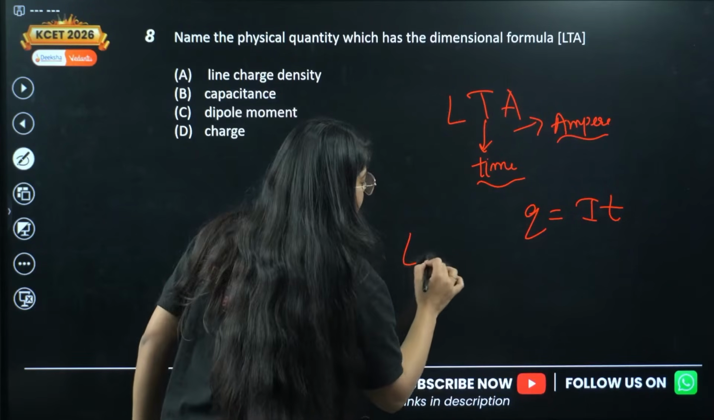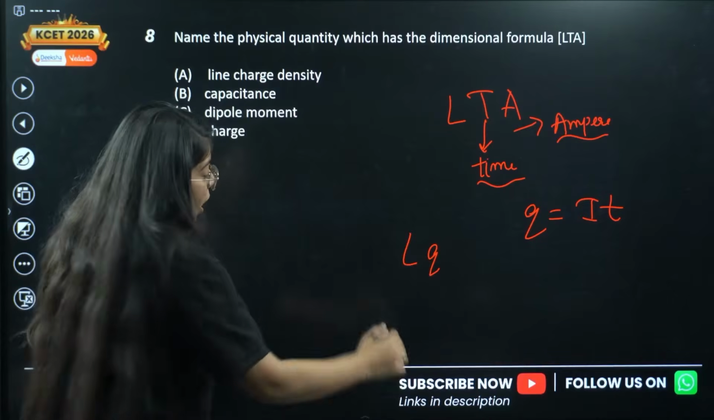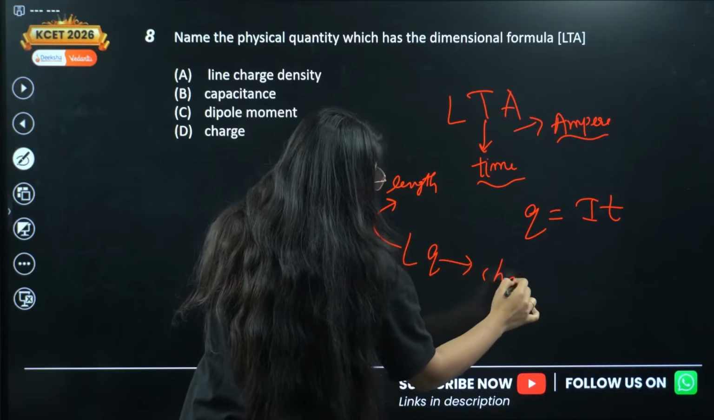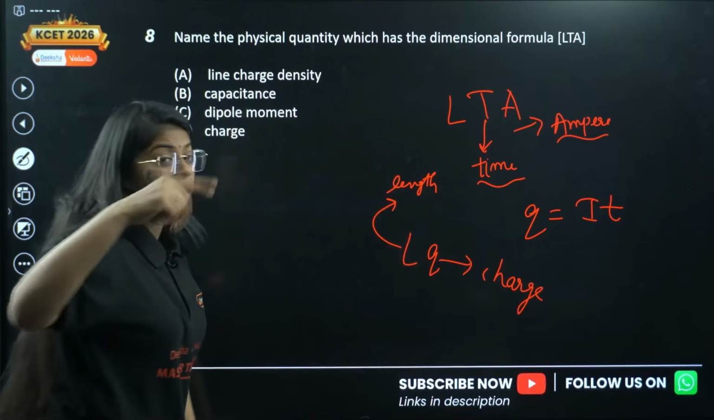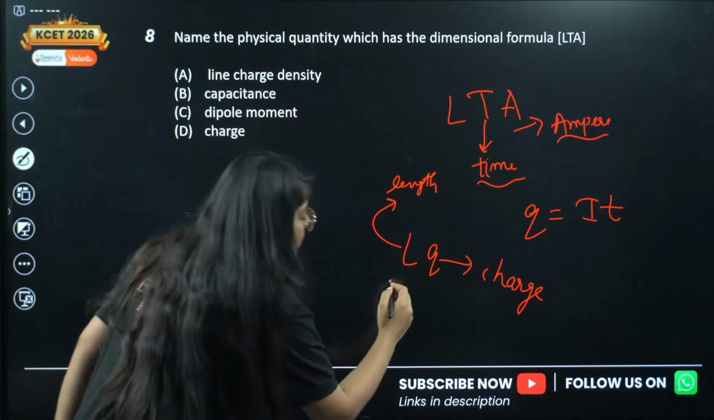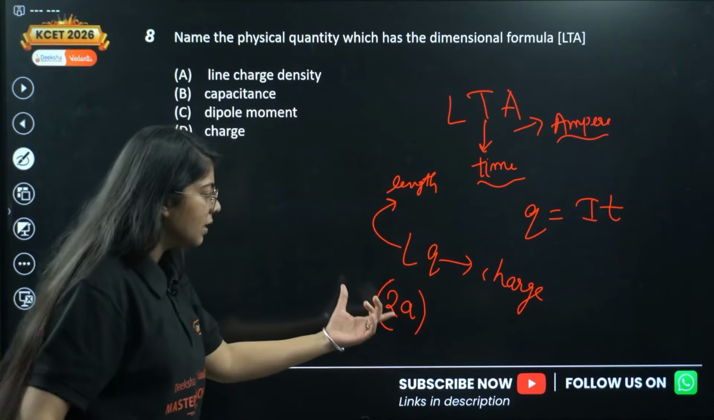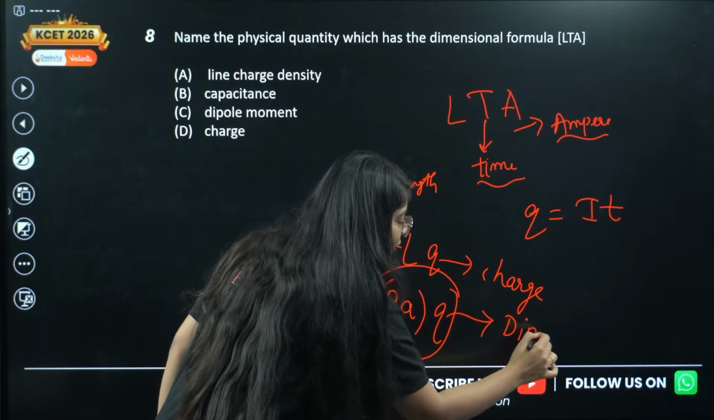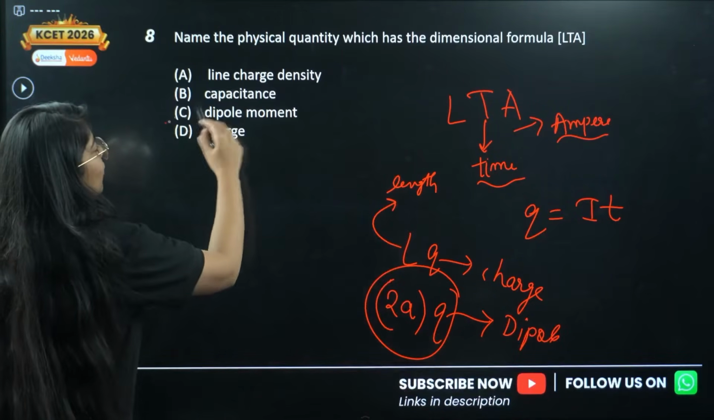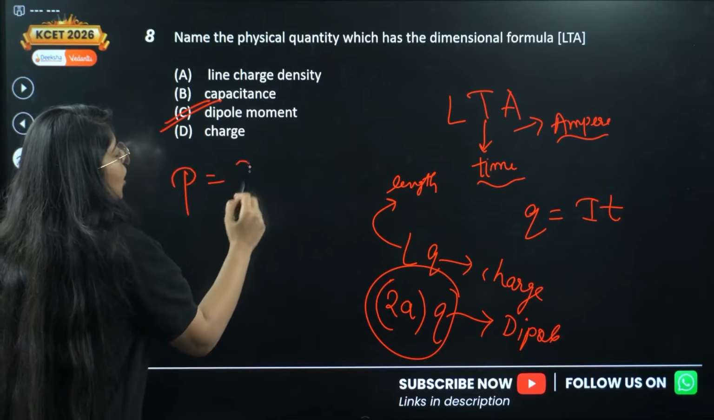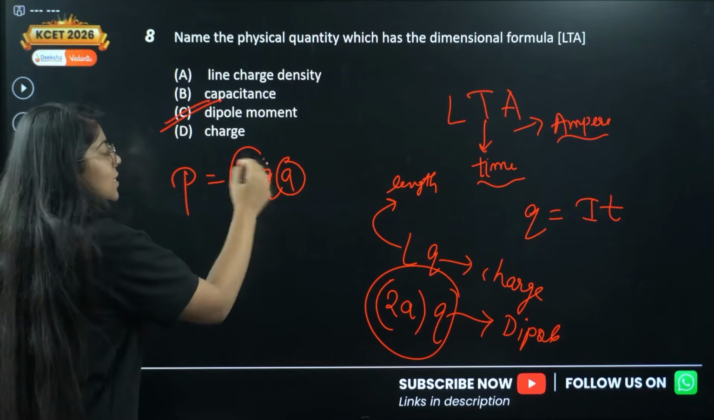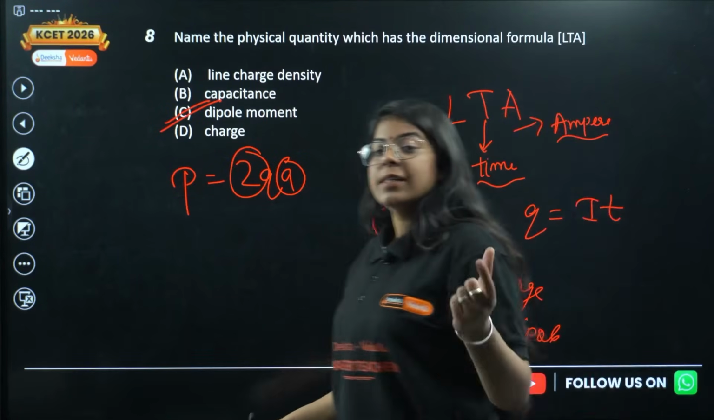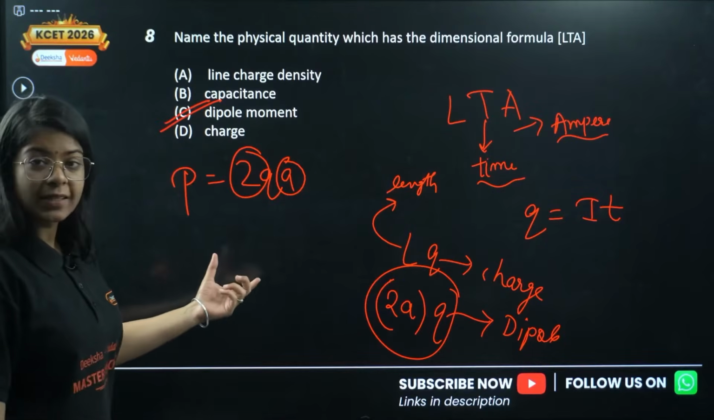So, this basically is L into Q, correct. Now, L is what? L is length, correct, and Q is charge. So, if you again use a little bit of just the brain, this will be 2A. Can I write? This is still length and this is Q. So, will that give me dipole moment, correct? Dipole moment is what? P equals 2Q into A, where 2A is the distance between two charges and Q is the charge, correct, magnitude of the charge. So, this gives me dipole moment, correct, understood?